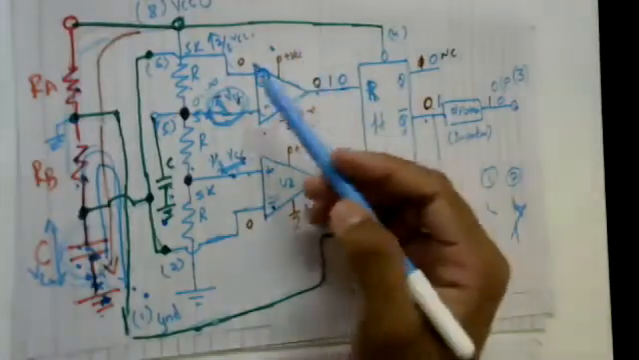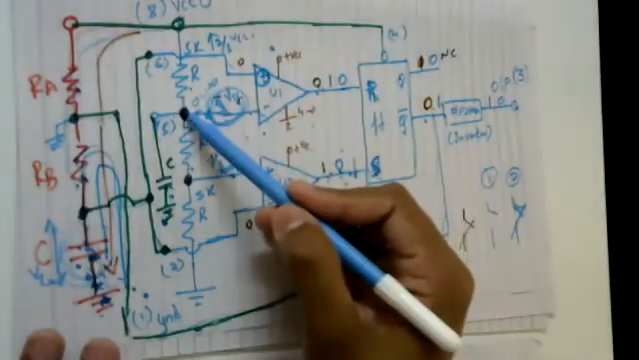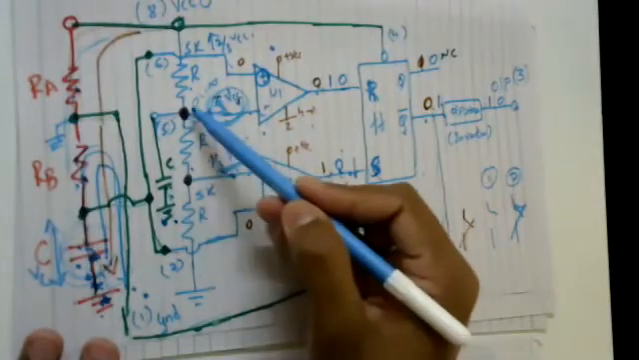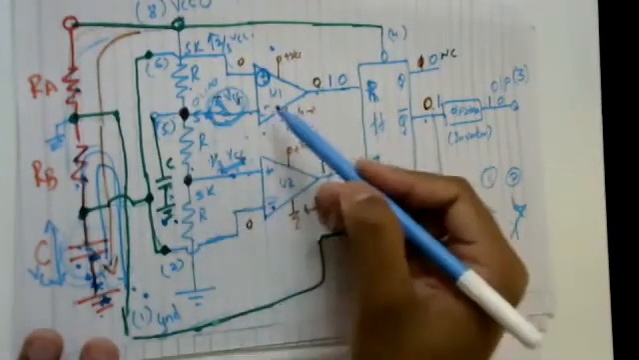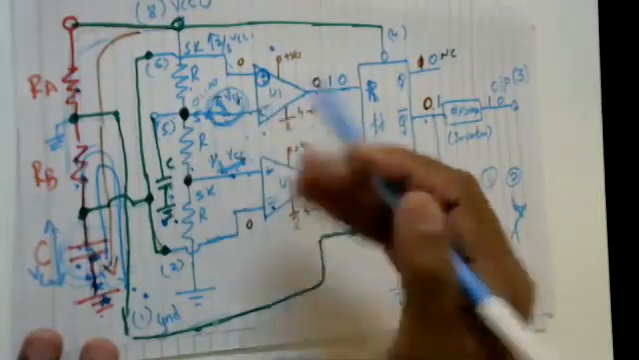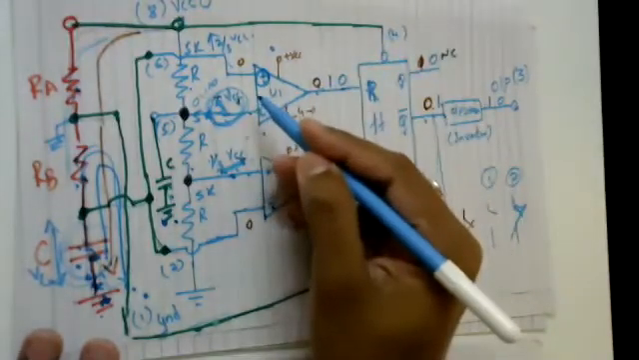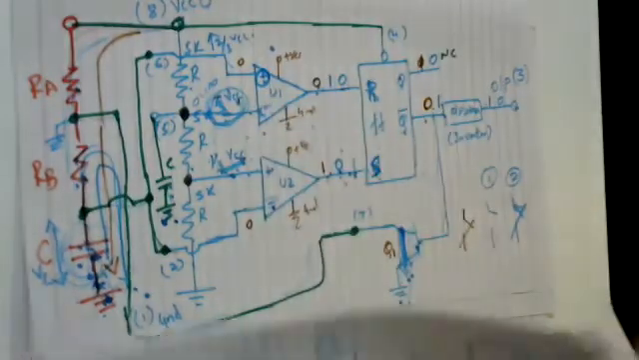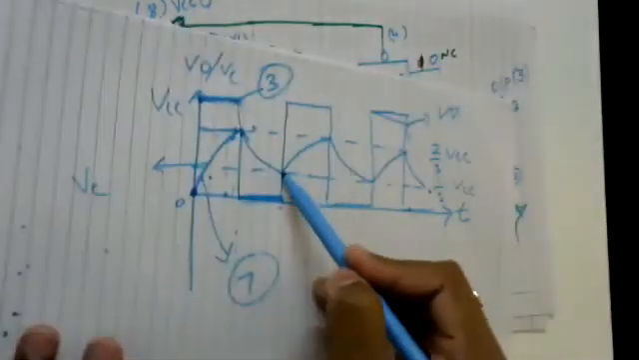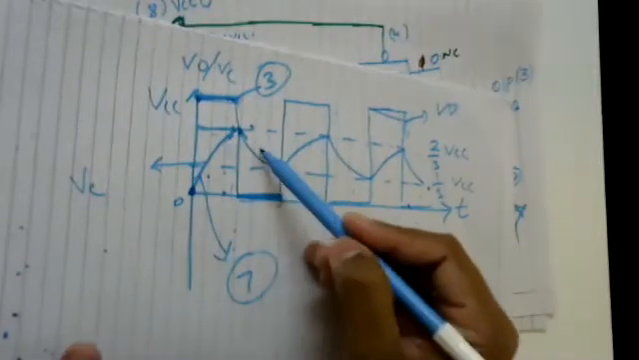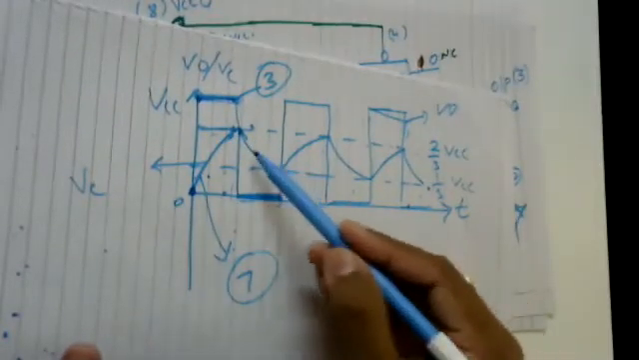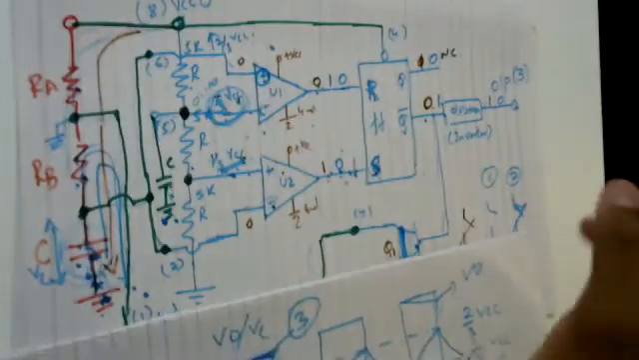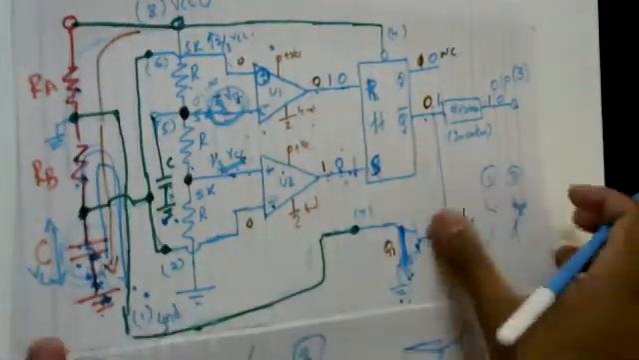Aditi, is it clear to you? If I connect this terminal directly to ground, this terminal itself will go to ground, so the inverting terminal of this op-amp will always be at 0 volts. At that time, your capacitor will not stop at 1 by 3 or 2 by 3. It will go down to 0 volts. Okay, good. Any other queries you want to ask?